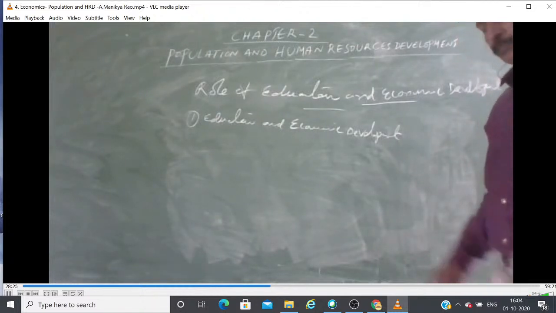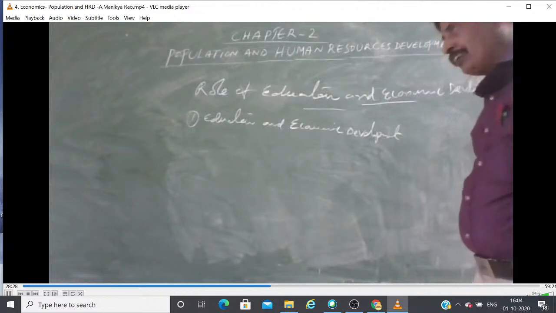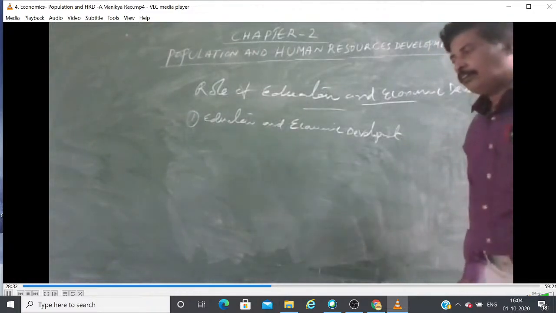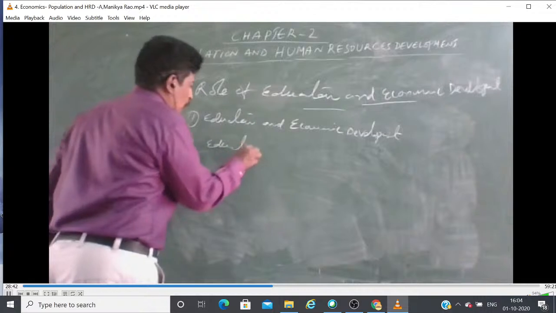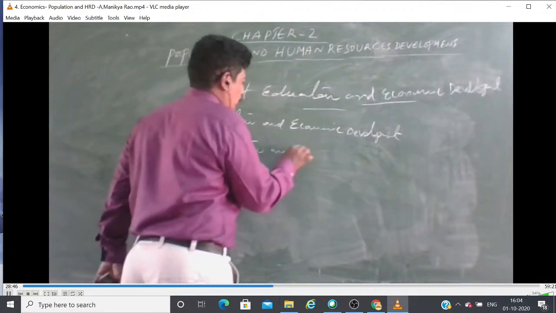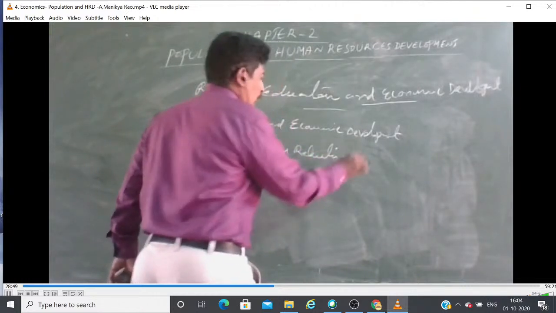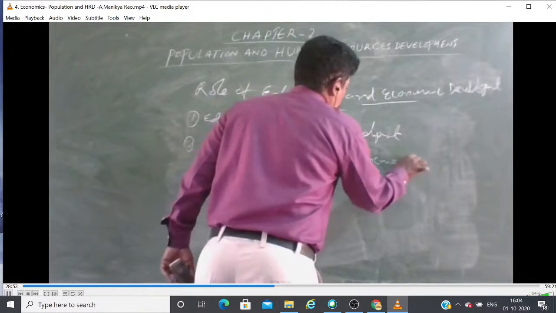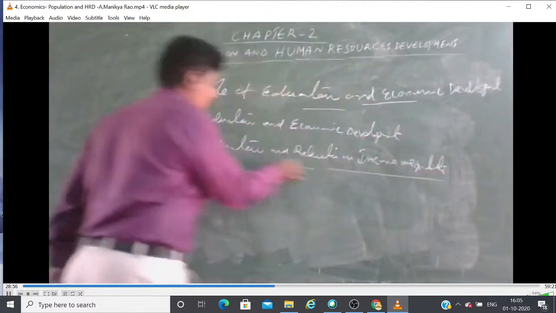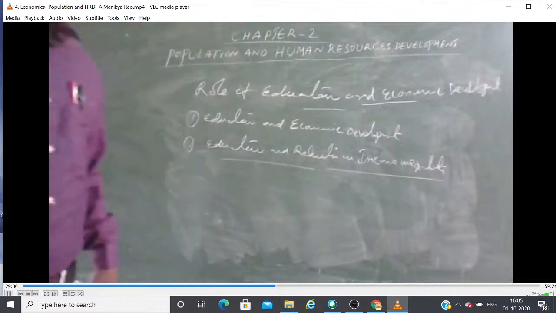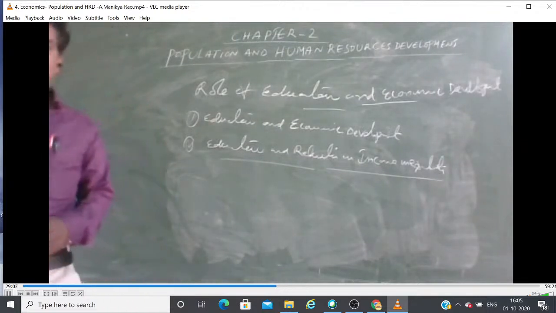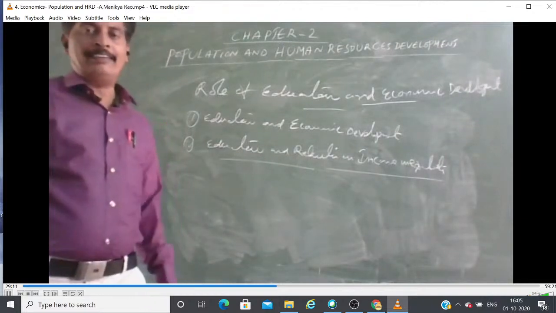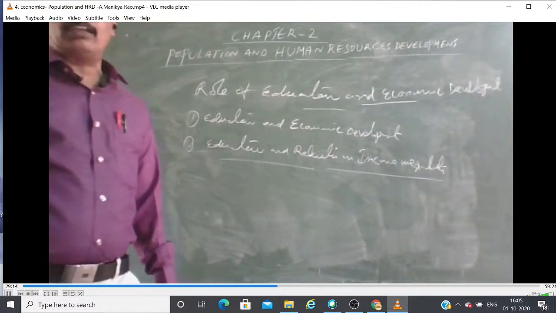Education can bring a lot of changes into an individual's and a family's life, especially in rural women's attitudes. Then, the second one is education and reduction in income inequalities. Education is seen as a great egalitarian measure. Egalitarian means advocating equal rights for all.